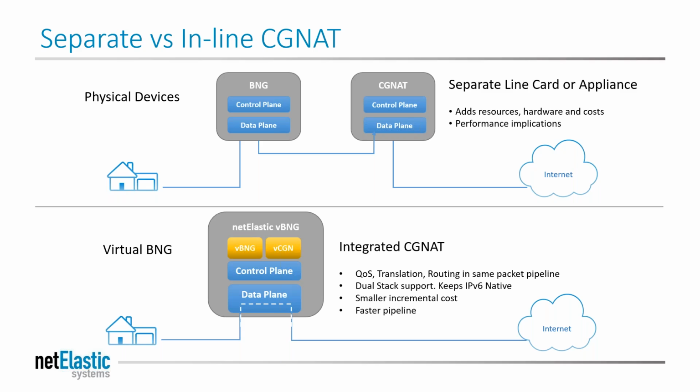box. So if you put a virtual BNG with virtual CGNAT, then you've got everything in a single packet pipeline. You're doing all your AAA services, you're doing all your natting, and you're doing all your upstream routing, whether it's OSPF or BGP or whatever, all in a single packet pipeline, and you're not experiencing the latency of going in and out of ports. So there's some real advantages to that as well.